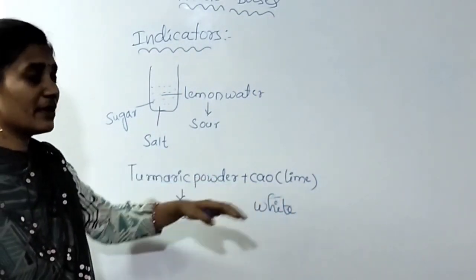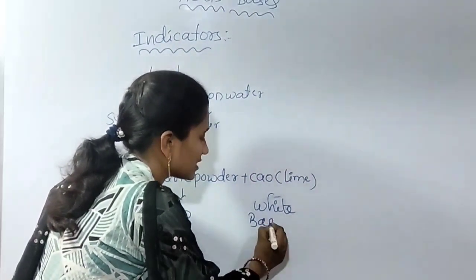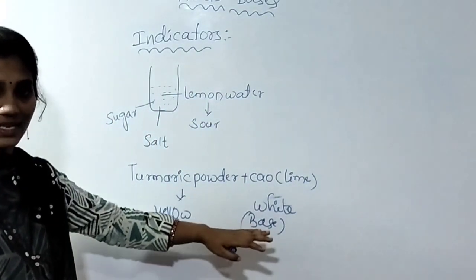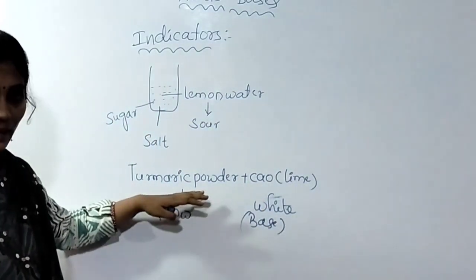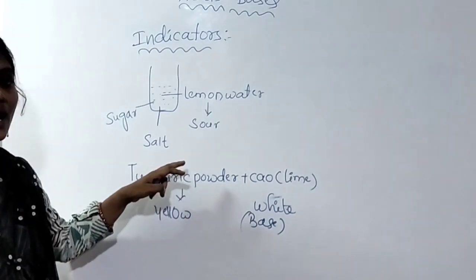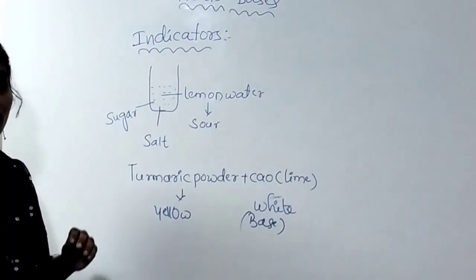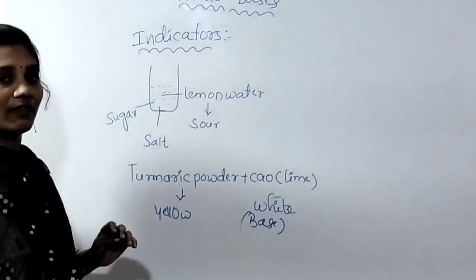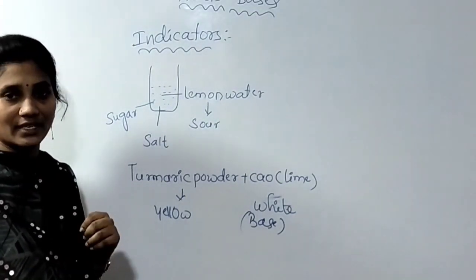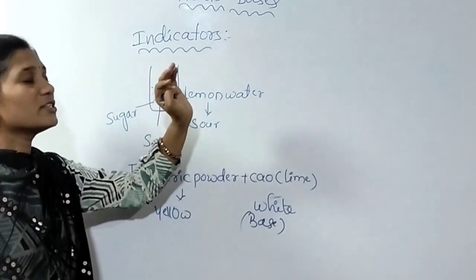Here calcium oxide, I already told you, is a base. When a substance like a base is added to turmeric powder, what will happen? The color of the turmeric changes. So in this way we can identify why different substances change their color when they are added to other substances.